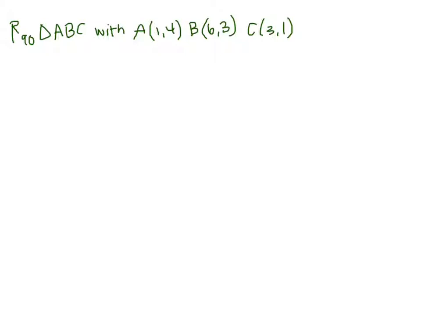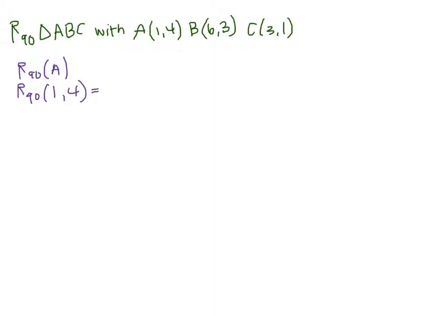The second example is a 90-degree rotation, which we can see from our notation right here, capital R and then 90. And we're rotating triangle ABC again. This time A has a point at 1, 4, B at 6, 3, and C at the location 3, 1. So let's start off with rotating point A 90 degrees. Well, point A is at 1, 4.